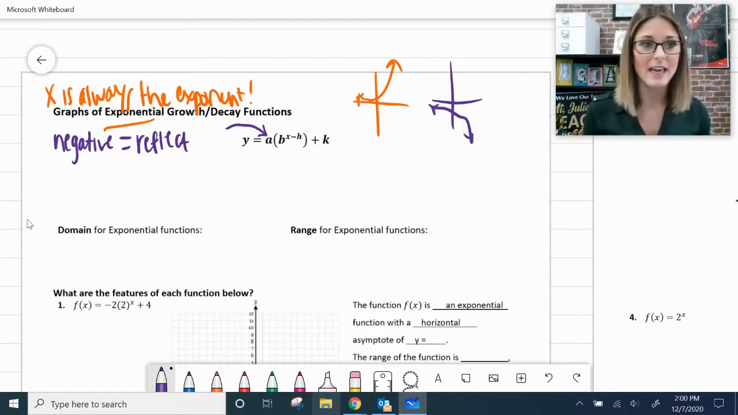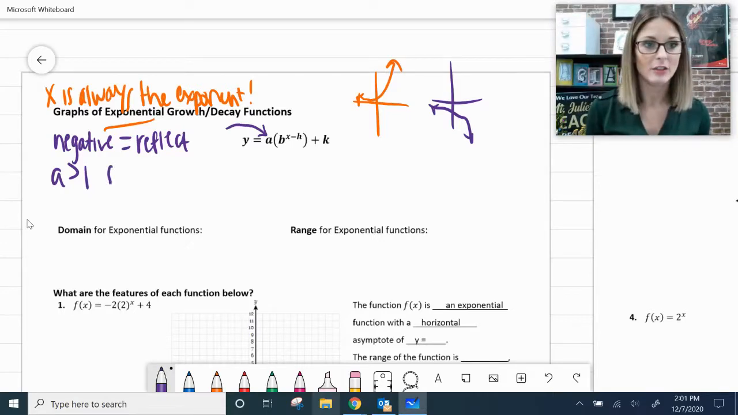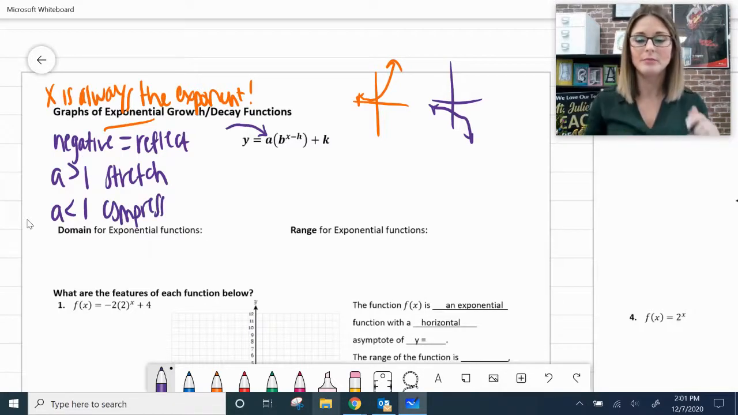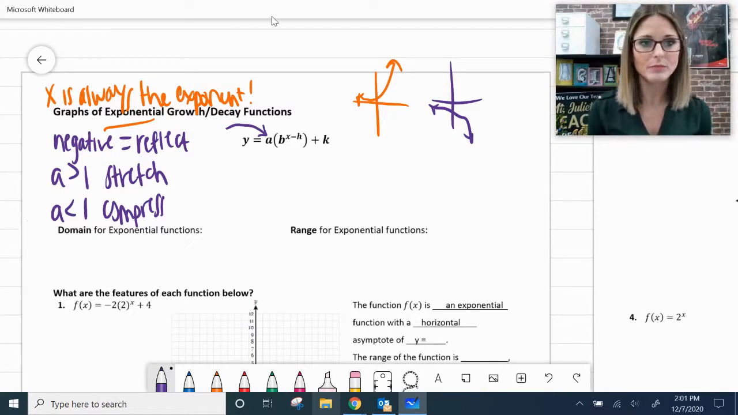Another thing about a, if a is greater than 1, it's going to stretch it. It's going to be a skinnier stretch, a skinnier rocket ship. And if a is less than 1, if it's a fraction, it's going to compress it. We didn't have a compression example on the warm-up, but instead of stretching, it compresses, which means it gets wider. Think about Play-Doh. If I squished Play-Doh, it would get wider between my hands. All right, so that's a.